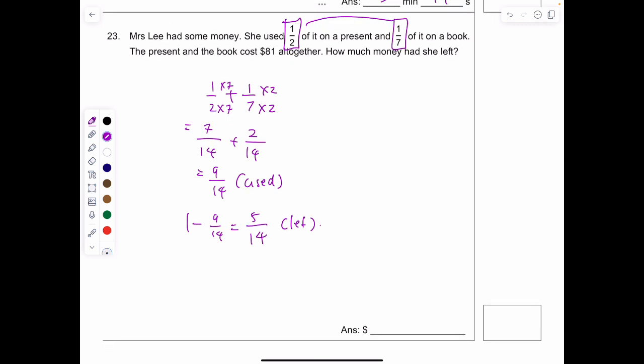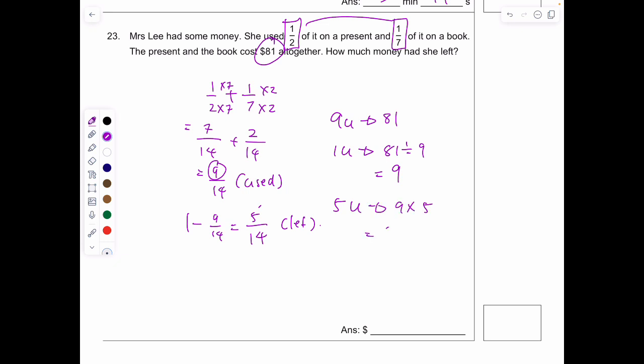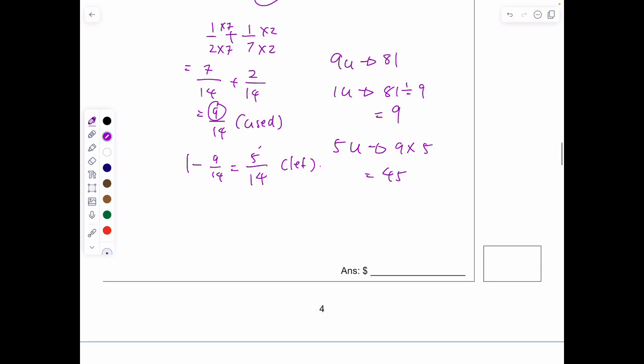So granted that you know that the book costs 81, so you will also know that 9u would be 81, 1u would be 81 divided by 9, and my answer is 9. However, I want to find out what is 5, so 5u would be 9 times 5, my answer would be 45. Answer, $45.